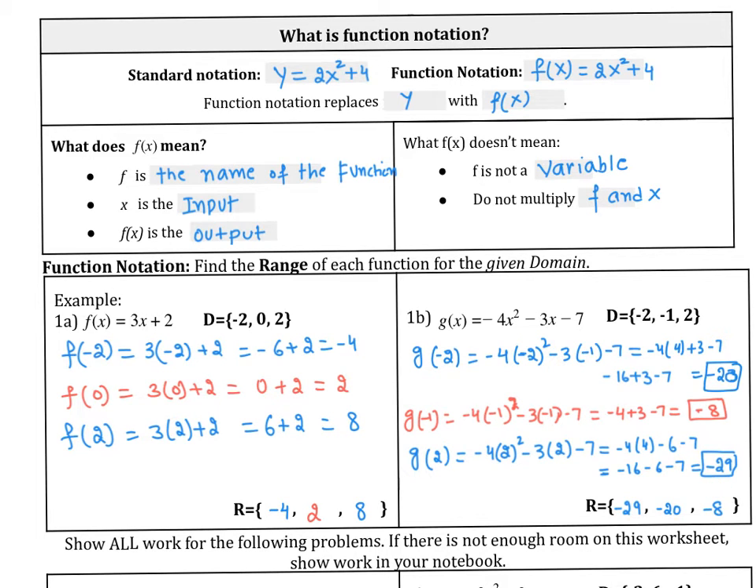Now you're going to arrange the range values. Range is the same as output, from the smallest to the biggest value. So the smallest number here is -29, and then you're going to have -20, and then -8. These are your range values: -29, -20, and -8.